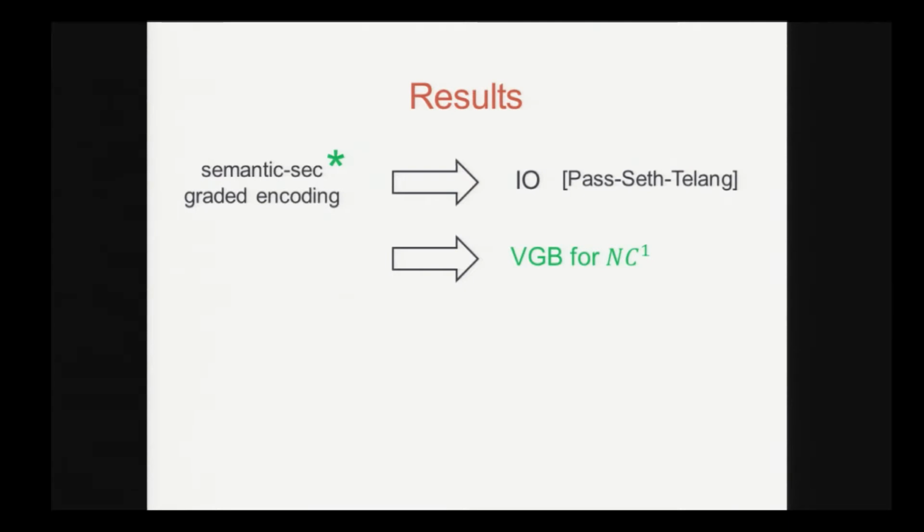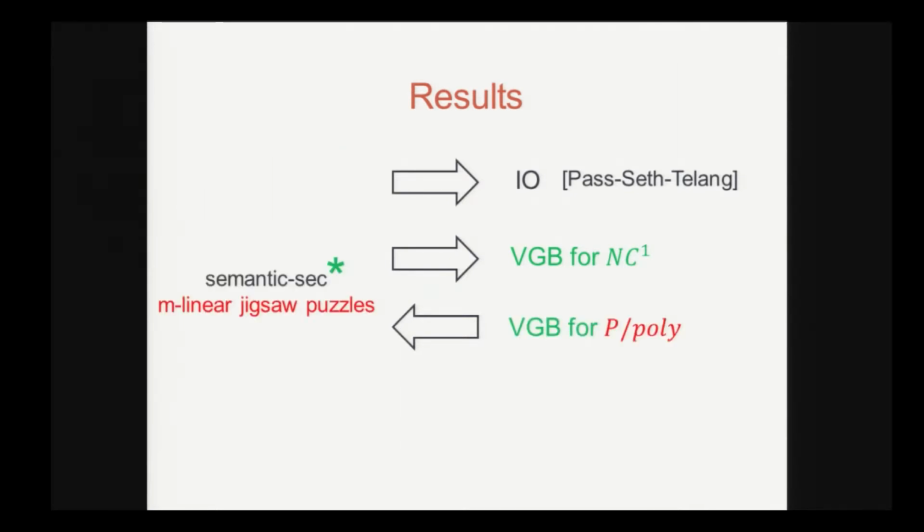Now, we don't really know whether semantic security is necessary for I/O, and you can hope that since VGB seems stronger, perhaps it's necessary for VGB, but we don't quite know that. But what we do show is that a restriction of semantic security to something that is known as jigsaw puzzles, rather than for graded encodings, is necessary for VGB, at least if you want VGB for all circuits. And it still has the same applications. Okay, so there is some tightness here, but there's also some gap.